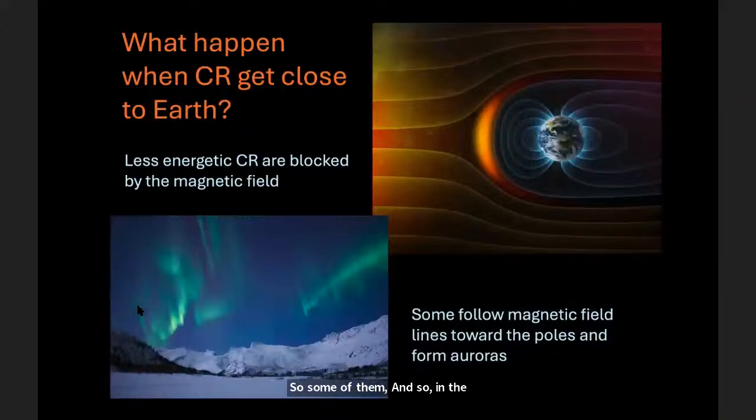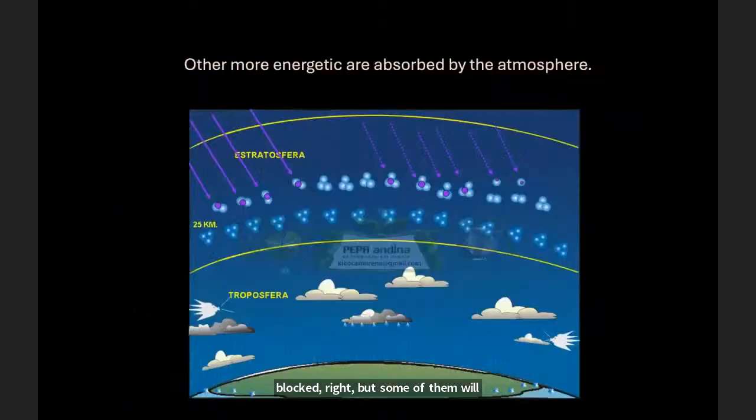So the ones that arrive to Earth, as I said, some of them are blocked by our magnetic field, but some of them will follow the magnetic field lines and arrive at the poles and produce auroras. If they have more energy, some will be absorbed by our atmosphere, which is the role of our atmosphere. So that's why we should take care of our atmosphere. Because if it doesn't do this, then these cosmic rays will reach us, right? And that will be more radiation in our bodies.